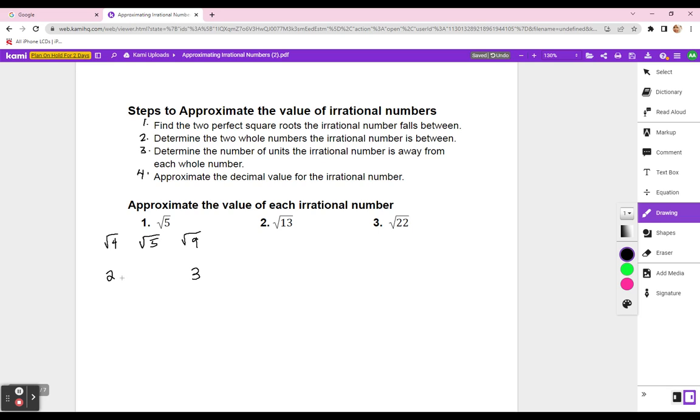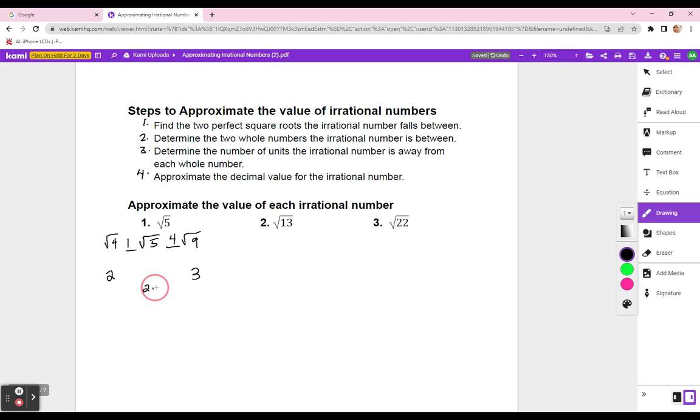Step 2, determine the 2 whole numbers the irrational number is between. Well, the square root of 4 is 2, and the square root of 9 is 3. So the square root of 5 is between these 2 whole numbers. But exactly where? Okay? That takes us to step 3. Determine the number of units the irrational number is away from each number. All right, so 5 is how many units away from 4? 1. 5 is how many units away from 9? 4.